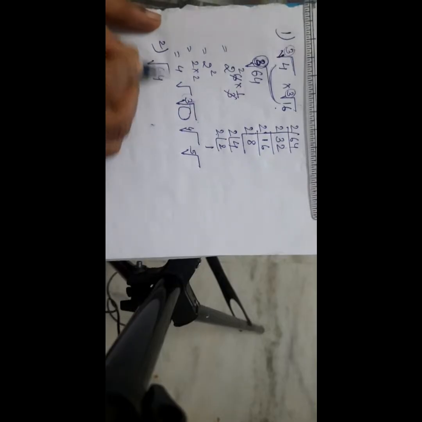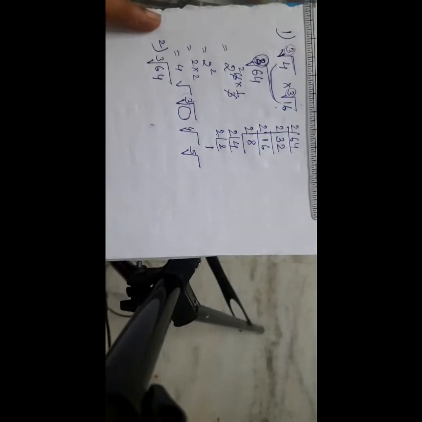Suppose the first question, as I did: 64 is there and it is cube root. What do you mean by that?